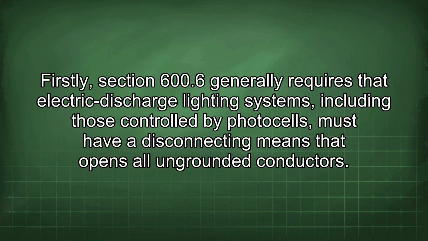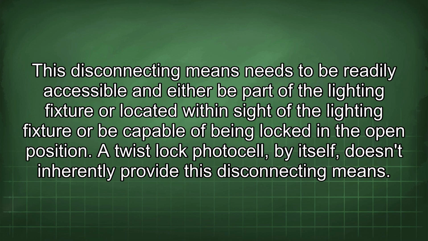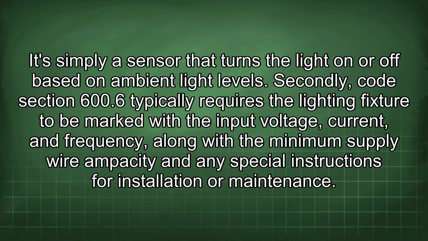Firstly, Section 600.6 generally requires that electric discharge lighting systems, including those controlled by photocells, must have a disconnecting means that opens all ungrounded conductors. This disconnecting means needs to be readily accessible and either be part of the lighting fixture or located within sight of the lighting fixture or be capable of being locked in the open position. A twist lock photocell by itself doesn't inherently provide this disconnecting means. It's simply a sensor that turns the light on or off based on ambient light levels.